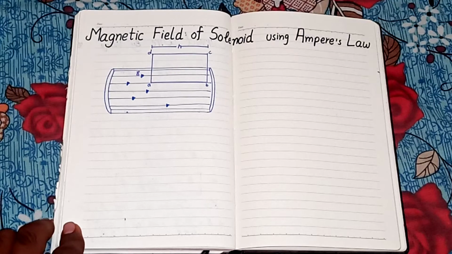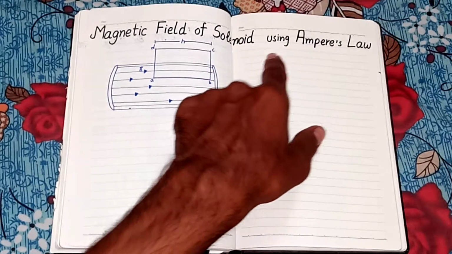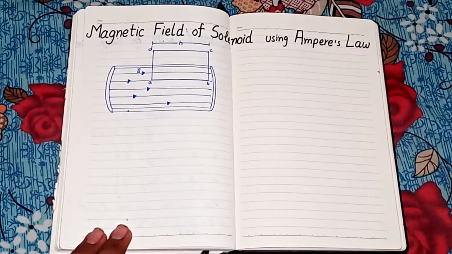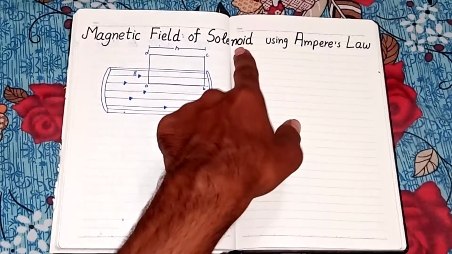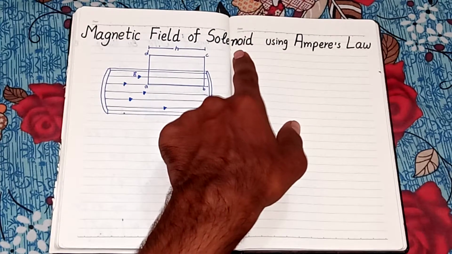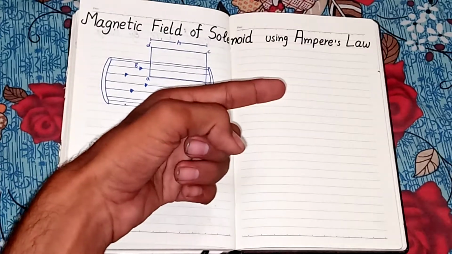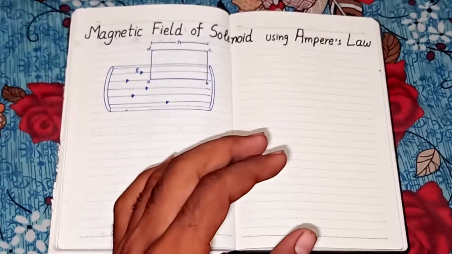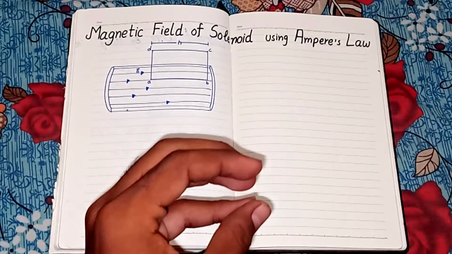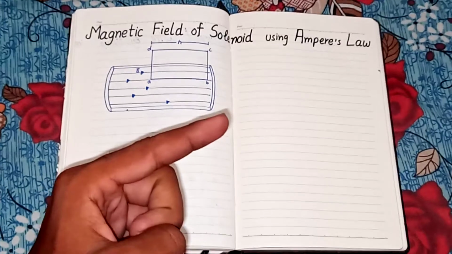In this lecture, we will learn how to derive the magnetic field of a solenoid by using Ampere's law. Let me first explain what is meant by a solenoid. A solenoid is a long wire wound in the form of a helix. When the turns are closely spaced, each can be approximated as a circular loop.